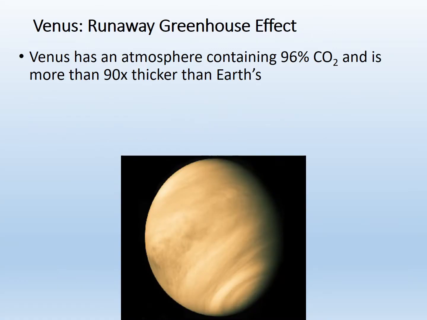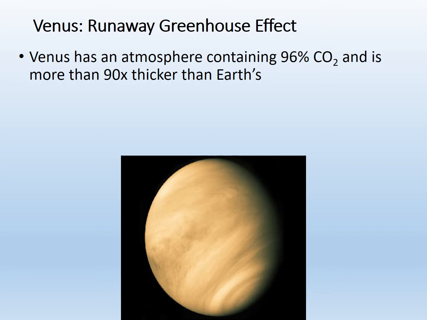However, you can have too much of a good thing. Look at Venus, our neighbor, the same size as Earth, with similar atmospheric and geological conditions, except its atmosphere is 96% carbon dioxide. So 96% of it is this powerful greenhouse gas instead of non-greenhouse gases like nitrogen and oxygen.